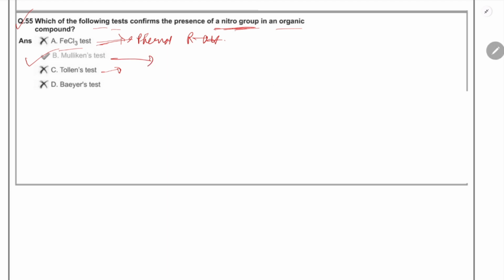So basically in this Mulliken test, the NO2 group is reduced to R-NHOH, the hydroxylamine, in presence of zinc and ammonium chloride. After that, Tollens reagent will reduce this to form the silver mirror. The Tollens test is for the aldehyde and reducing sugar. Baeyer test is for the unsaturation in the alkenes and the alkynes. So the correct option will be B.